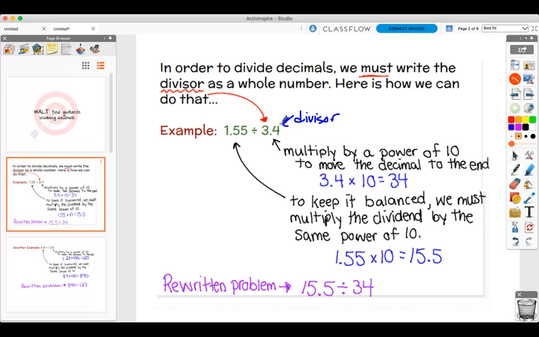So what you want to do is, the number of digits after the decimal place is how many zeros, or powers of ten, you're multiplying by. So for instance, because there's one digit after the decimal place, you're multiplying it by 10. However, if you do it to one number, you have to do it to the other number too to keep it balanced. So you're multiplying 1.55 times 10 and you're going to get 15.5. So this new problem is going to be 15.5 divided by 34. And now you see this is a whole number.